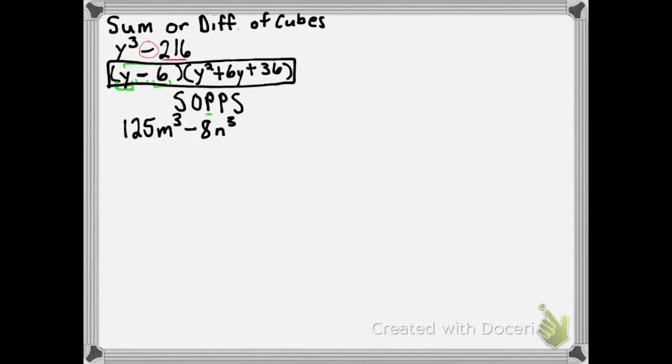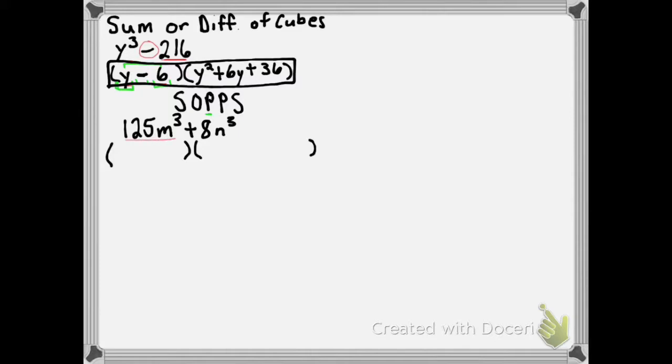Now, I do want us to look at another one. This one we're going to do is actually going to be a sum. We're going to do a sum of cubes, and the process is exactly the same. Again, if you know your perfect cubes, 125 is 5 cubed, 8 is 2 cubed. Again, we have our variables that are being cubed as well. And so this is going to factor into a binomial times a trinomial.